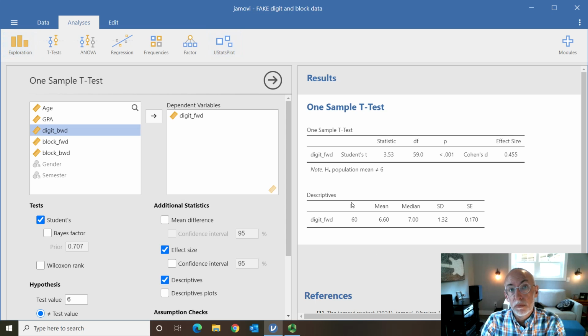On the bottom, you can see the descriptive stats. The mean in the sample was 6.60 with a standard deviation of 1.32. We're testing it against a hypothesized population mean of 6, which you see on the top. And this is the output from your t-test. None of this output goes into an APA paper. You use it to write a sentence.